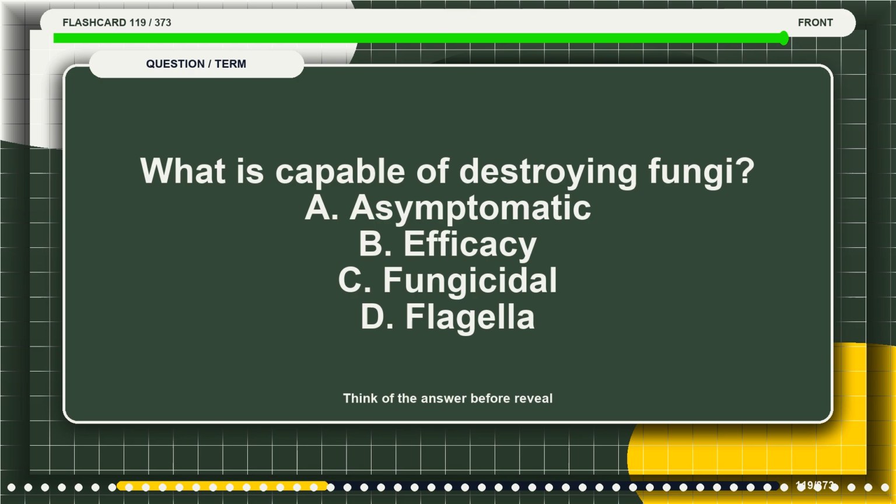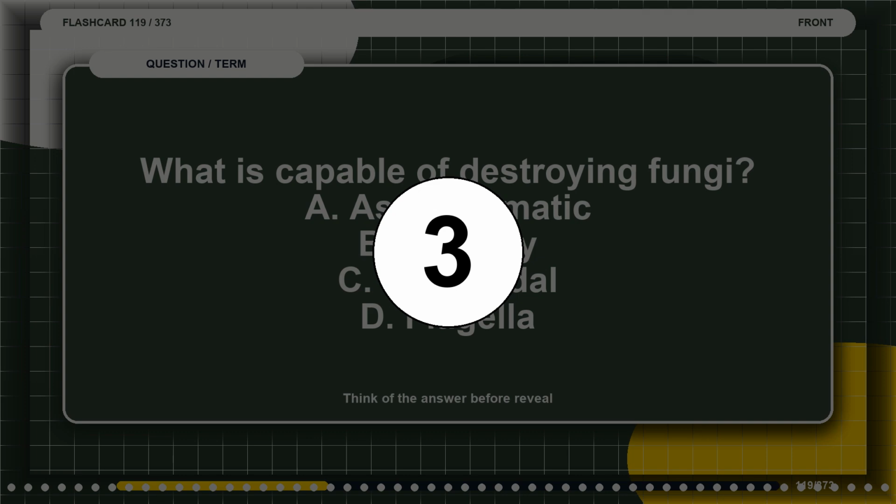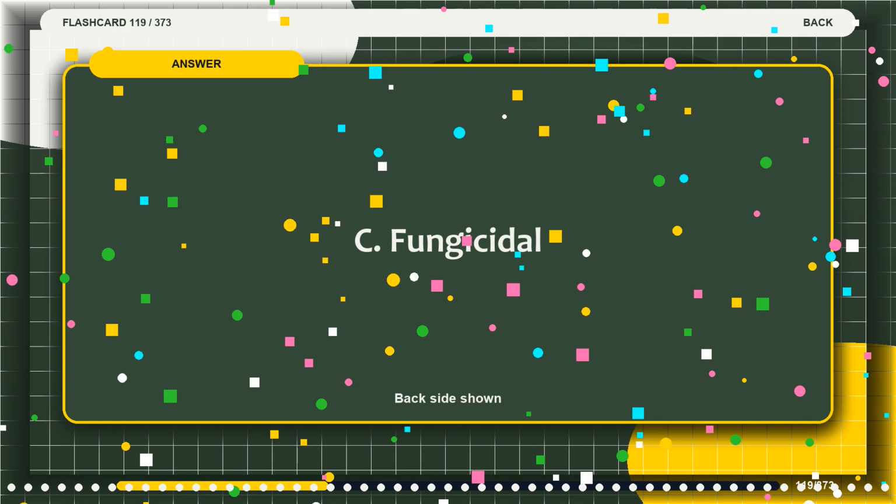Flashcard 119. What is capable of destroying fungi? A. Asymptomatic. B. Efficacy. C. Fungicidal. D. Flagella. Think of the answer before the reveal. The answer is C. Fungicidal.